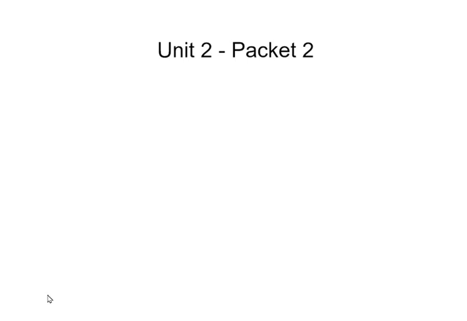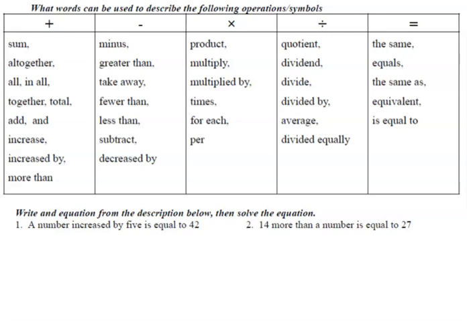So if you open up to the very first page, page 3, today we're going to work a bit with writing equations. So what you see first is a giant chart of words, and these are the words that can be used to describe the following operations or symbols. So for example, in that first column where there's a plus sign at the top, other than plus, we could use things like sum or altogether or all, total, increase, more than, right?